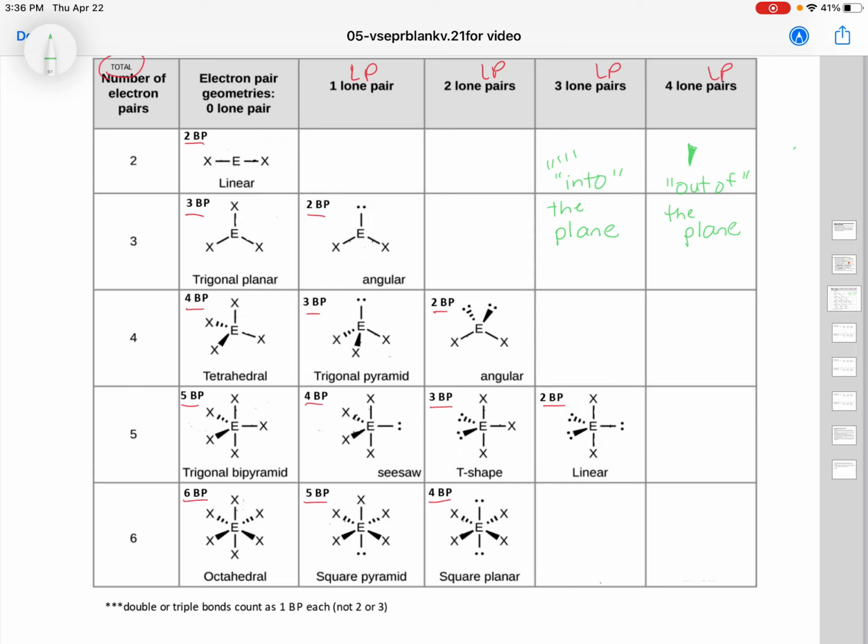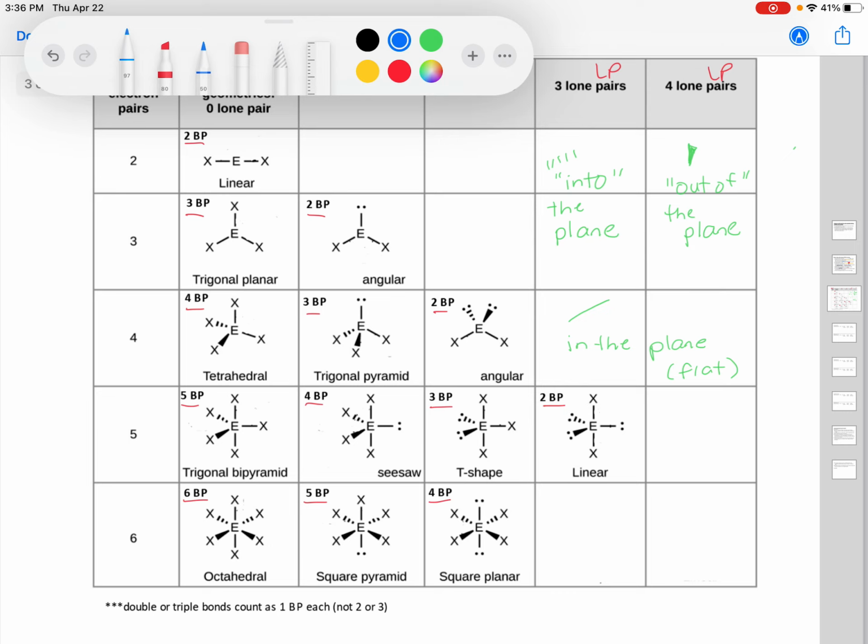And really what that's trying to show is opposite. So going into and going out of would be opposite. The straight lines are in the plane, or flat. That doesn't really influence how polarity occurs, in terms of whether the molecule has balance or symmetry or not. Okay, so let's do an example.